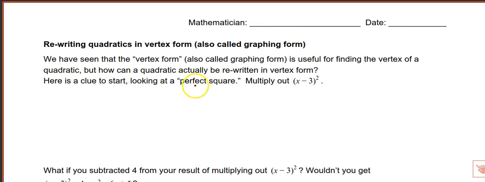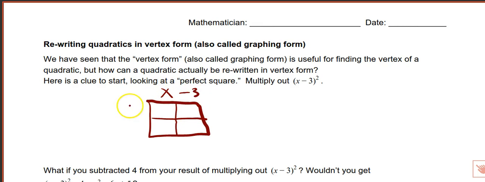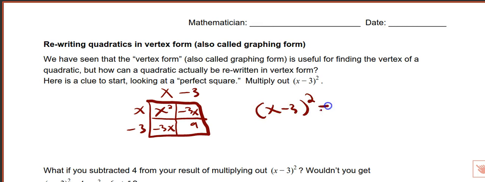And so as a clue to start, we're going to look at a perfect square. We're going to multiply out x minus 3 squared. So I'm going to set it up like this as a square, x minus 3 and x minus 3. So that will be x minus 3 squared once I multiply it out. So I'd have x times x to get x squared. This will be minus 3x because it's x times minus 3. Same thing here. And this will be positive 9 because negative 3 times negative 3 is positive 9. So I would get x minus 3 squared is equal to x squared minus 6x plus 9.